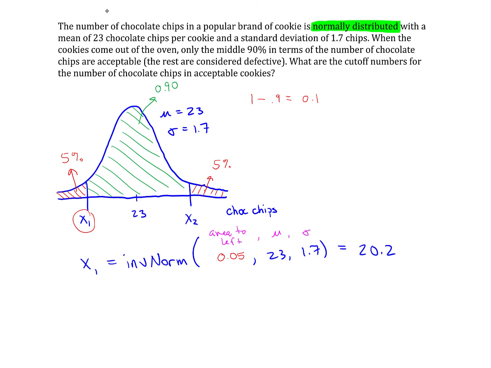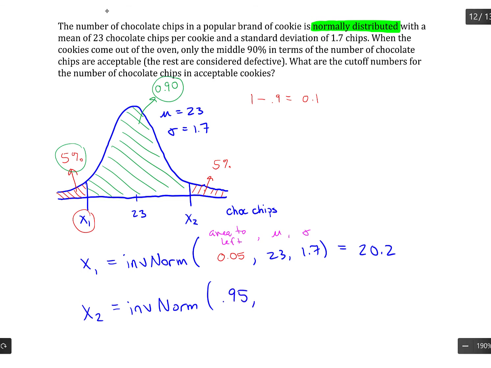Now we also need to find the value of x2. To find it, again, we'll use inverse norm. But we need to give the amount of area to the left of x2. Well, to the left of x2, there is 90% here in green, plus an additional 5% down there in red, because both of those regions are to the left of x2. So 0.95 is the area to the left of that value. The mean is 23, and the standard deviation is 1.7.